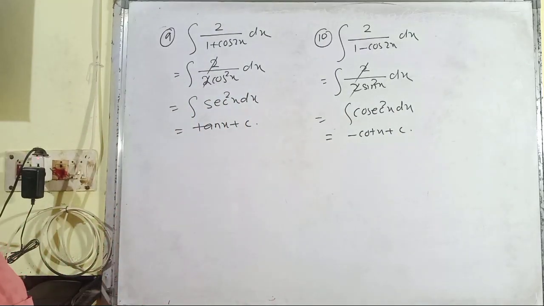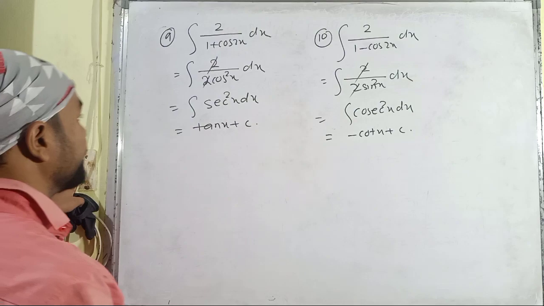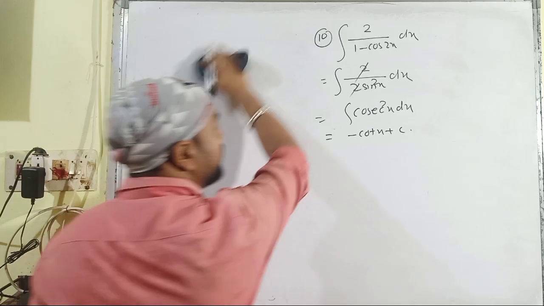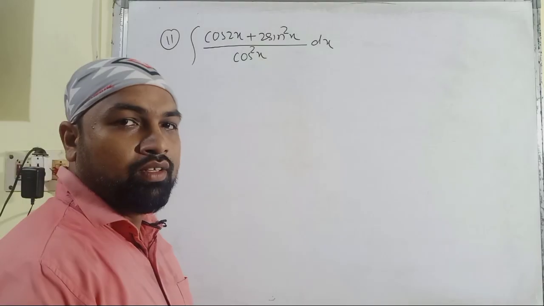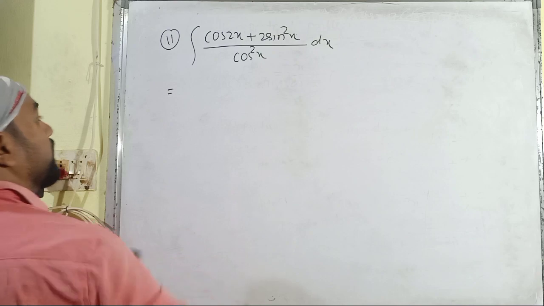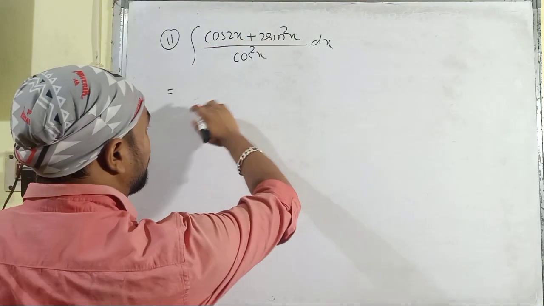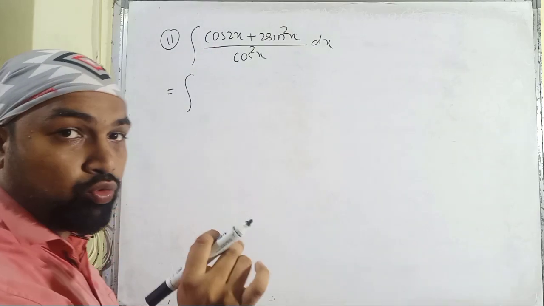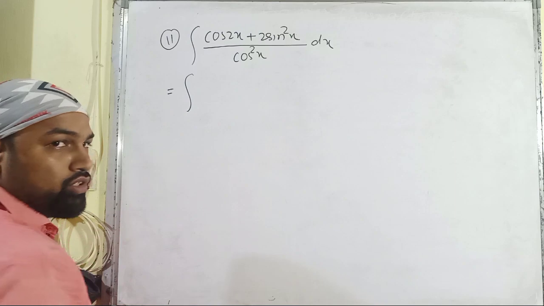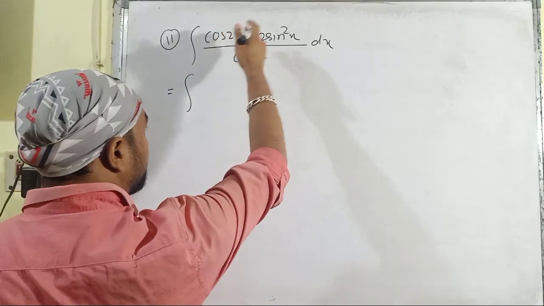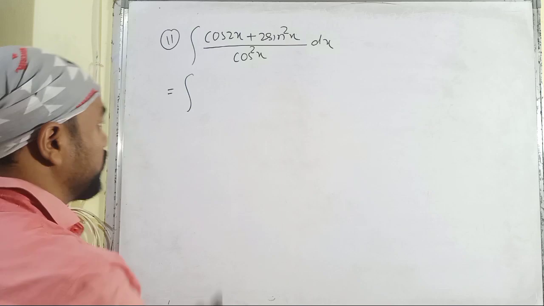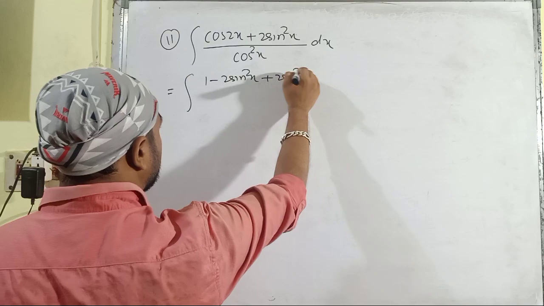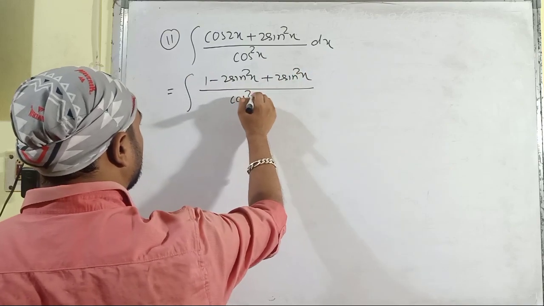Then coming to problem number 11, integral of (cos 2x plus 2 sin square x) divided by cos square x dx. First of all, let us put the value of cos 2x in terms of sin square x, because it has 3 values. So the value of cos 2x is equal to 1 minus 2 sin square x, plus 2 sin square x. Then it will be cos square x.